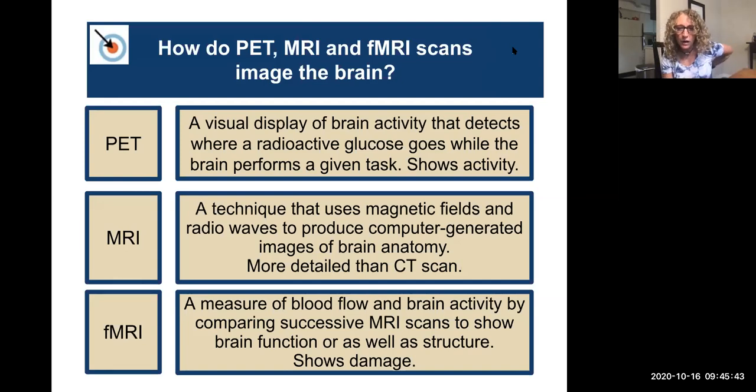The fMRI is looking at blood flow and brain activity, and it will take successive pictures of your brain. At the same time, you can look at anatomical differences, how the brain looks as a tissue component, in addition to understanding what's happening when you are doing different tasks, so seeing your activity as well.